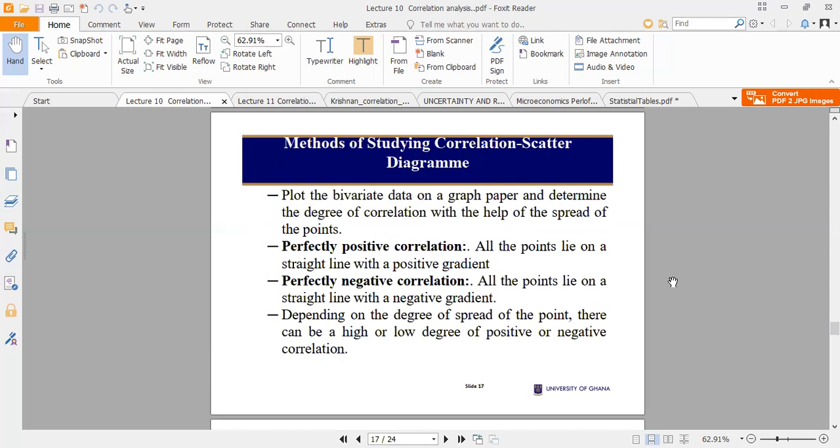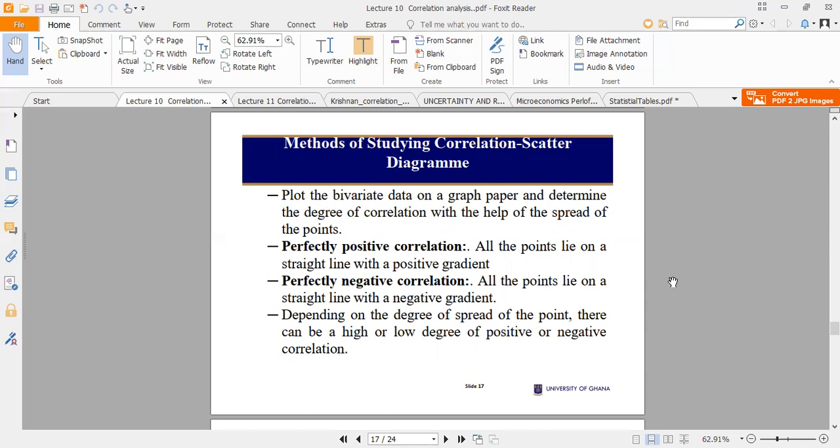Right, and then we have to know the methods that we use to study correlation. We can use the scatter diagram, the graphical method, or the formulas that we later use. Now, when you have a perfectly positive correlation, it means that when you draw the points for X and Y on a scatter diagram, you are able to get a straight line, which will pass through all the points on the scatter diagram.